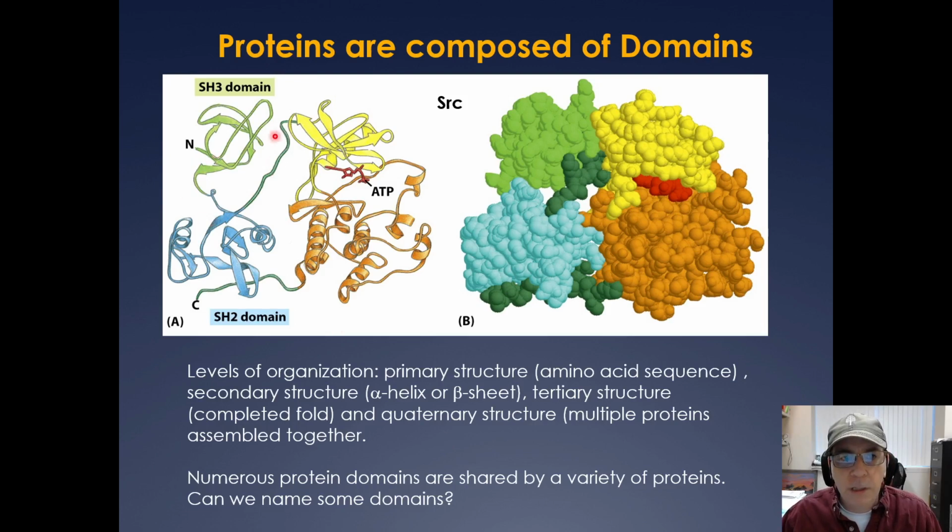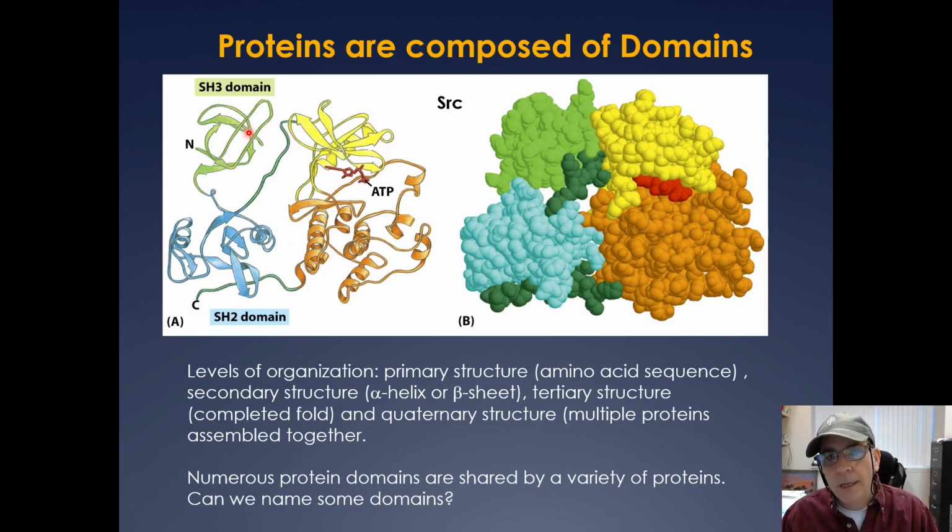And one of the things that you need to know about this, and we'll see examples of it in the next couple slides, is that numerous proteins share the same folds. Okay, so they have these domains here like SH2 and SH3. SH2 and SH3 are not reserved just to SARC.